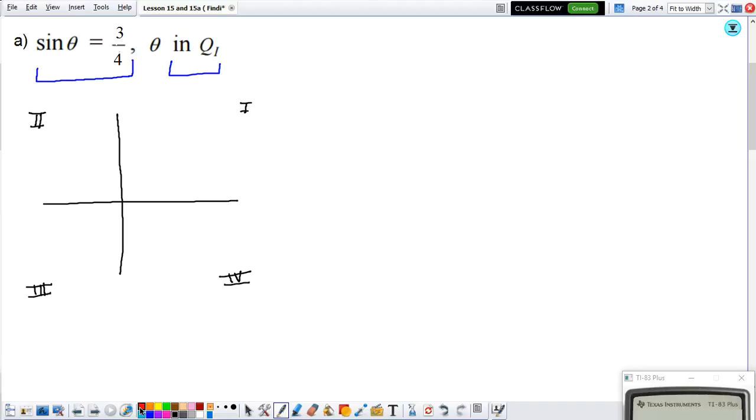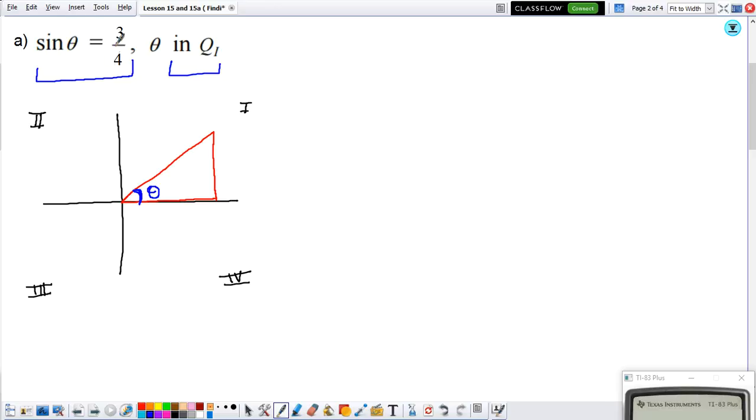What we're going to do is draw a right triangle in the first quadrant. It's supposed to be a right triangle. So here's a right triangle, and it's in the first quadrant, which is why I'm drawing it there. The reference angle is always the angle closest to the origin. So that's theta. Good, we've got a triangle in the first quadrant.